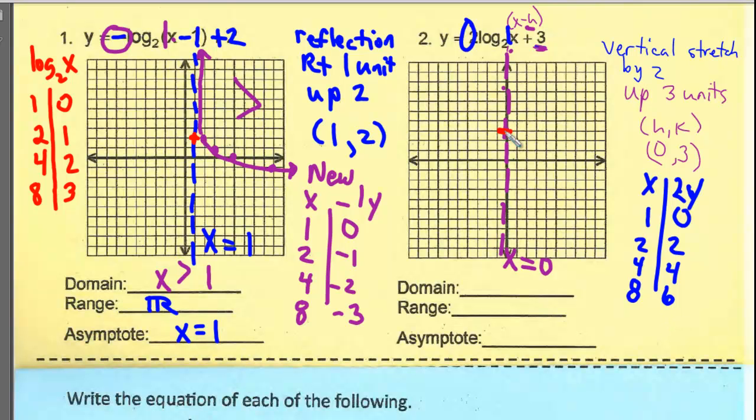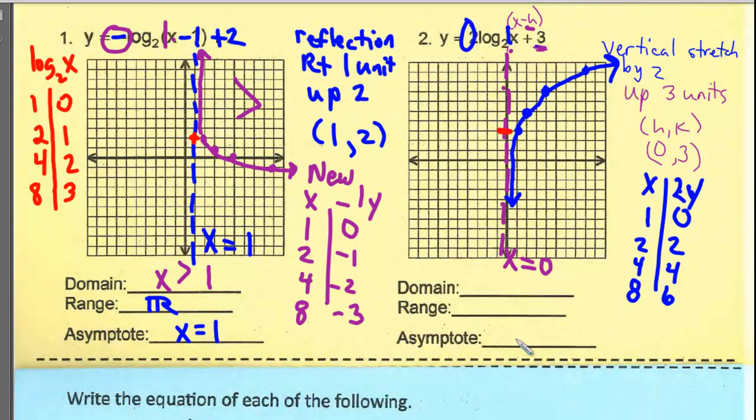Beginning at the new starting place, at the red dot, I go to the right 1, up 0, to the right 2, up 2, to the right 4, up 4, to the right 8, up 6. So we can see that this half of the graph is indeed curving in this direction, but the other half has to keep going closer and closer to the asymptote.